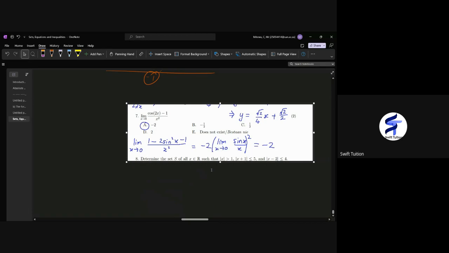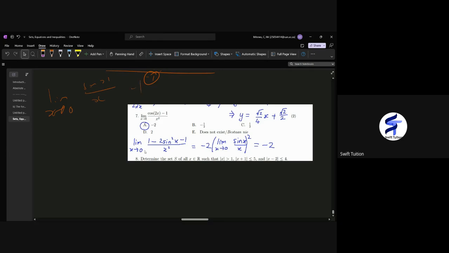Number 2, I notice that it's the limit as x approaches 0, and I'm noticing another trigonometric ratio. If I can somehow find the limit as x approaches 0 of sine of x over x, or even the reciprocal of that, somewhere in this expression, then I already know that that's equal to 1, and that's going to save me a whole lot of time.